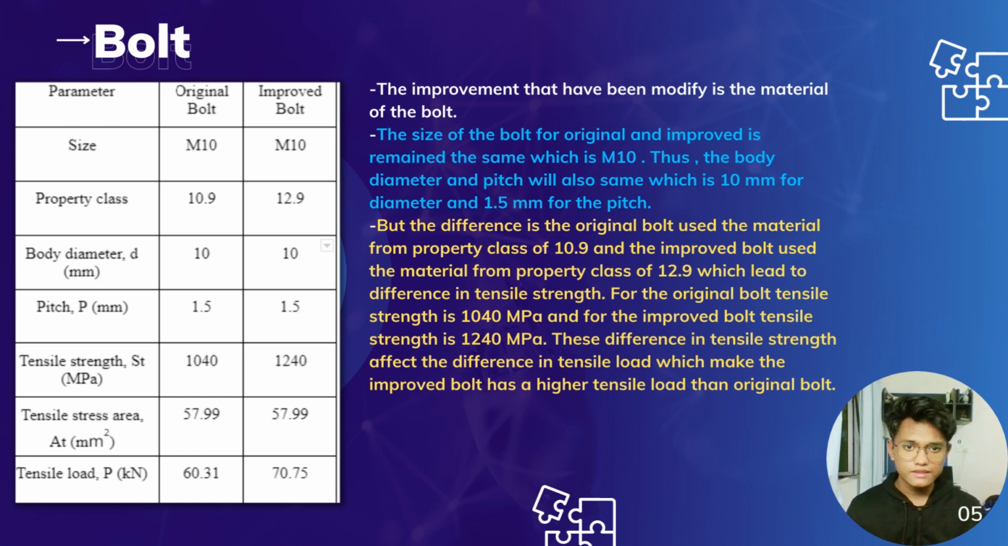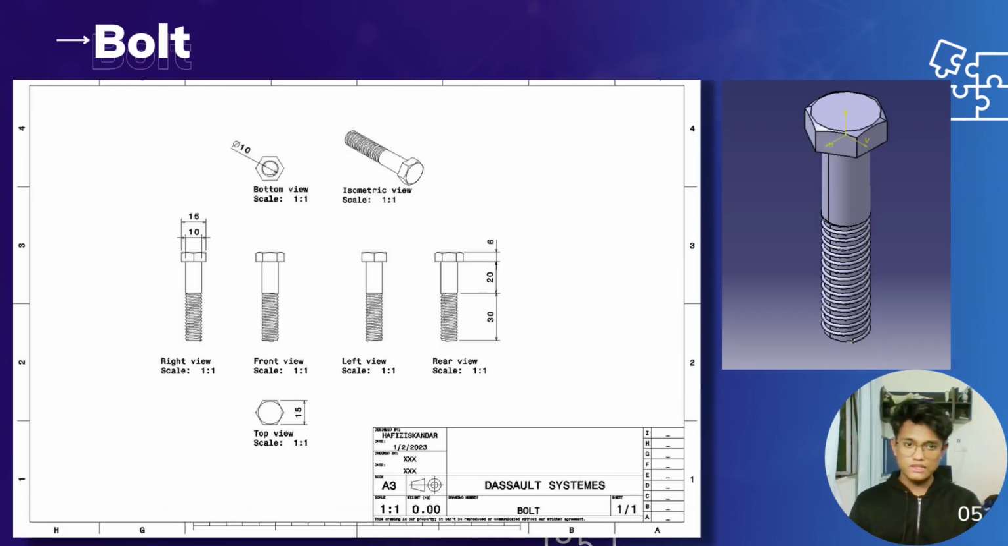But the difference is the original bolt used the material from the property class of 10.9, and the improved bolt used the material from property class of 12.9, which leads to the difference in tensile strength. For the original bolt, tensile strength is 1040 MPa, and for the improved bolt, tensile strength is 1240 MPa. This difference in tensile strength affects the difference in tensile load, which makes the improved bolt have a higher tensile load than the original bolt. That's it. This is our design for the improved bolt.